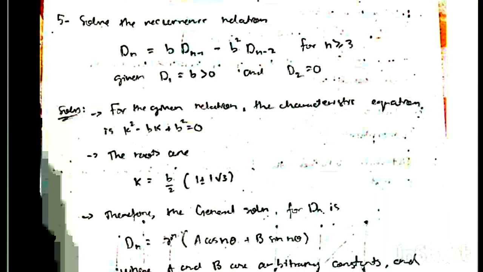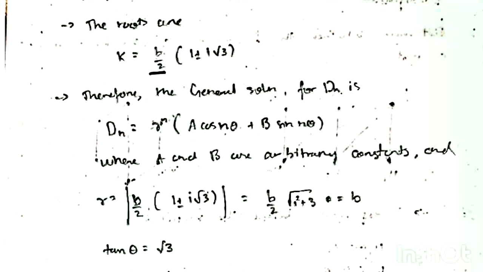In the same way, we have been given this equation here, and we will be finding the coefficients and finding out the roots of this equation. In this case we got the root as b by 2 into 1 plus or minus i root 3.